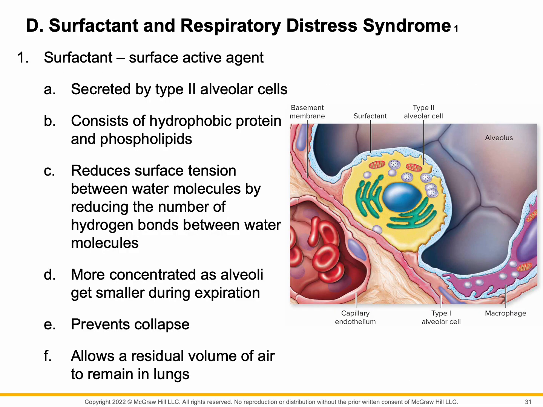Surfactant is a surface active agent secreted by type 2 alveolar cells, or pneumocytes. They consist of hydrophobic proteins and phospholipids. They're responsible for lowering the surface tension between water molecules by reducing the number of hydrogen bonds between water molecules, and they're more concentrated as the alveoli get smaller during expiration. The function of surfactant is to prevent collapse, so they allow a residual volume of air to remain in the lungs.